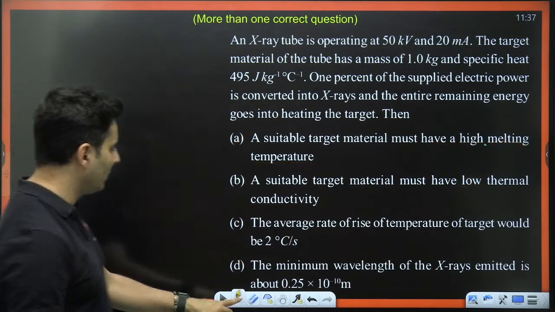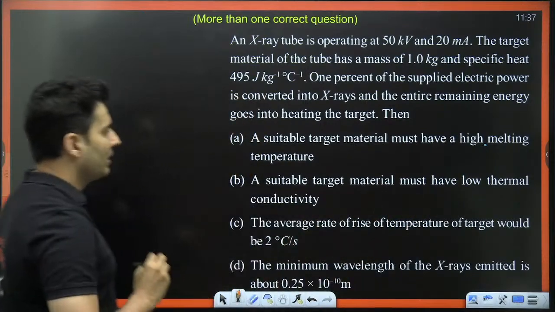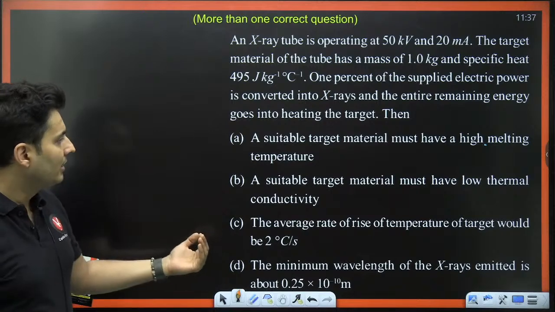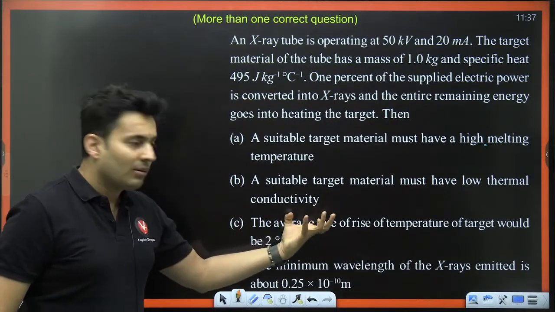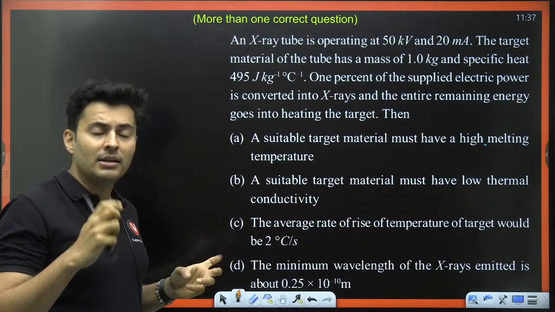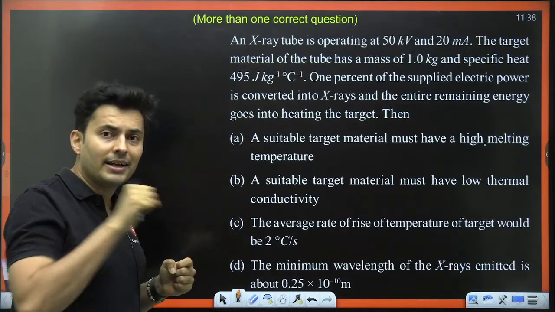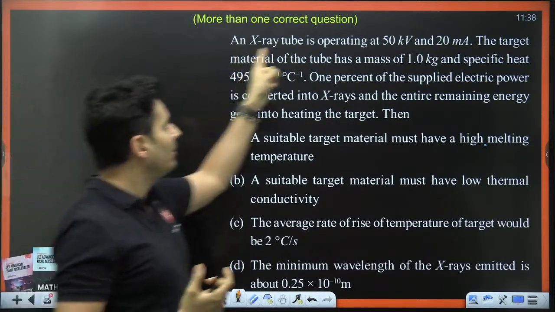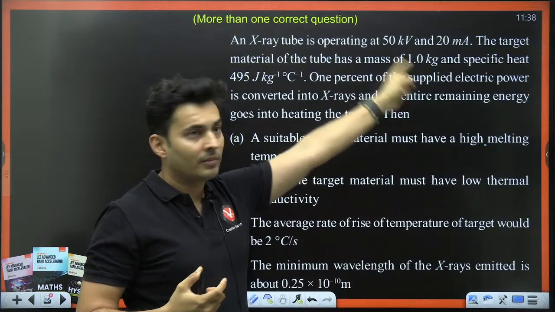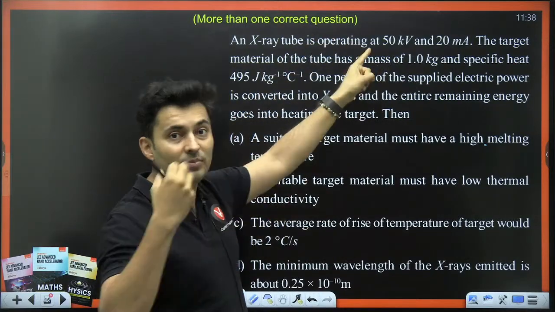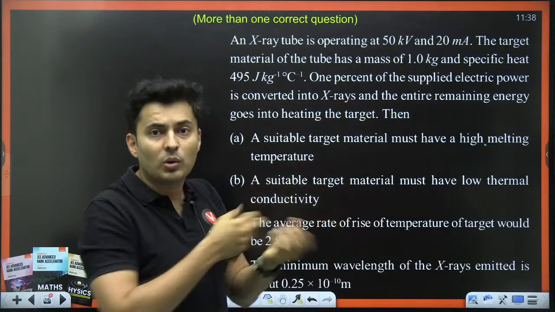So for that, I will go on to the next slide. I'll tell you what. The target material will get heated up, and if you do not cool it, the temperature will keep rising because it is absorbing the kinetic energy. And where is that kinetic energy coming from? From the acceleration. And how much energy is being supplied into that Coolidge tube?